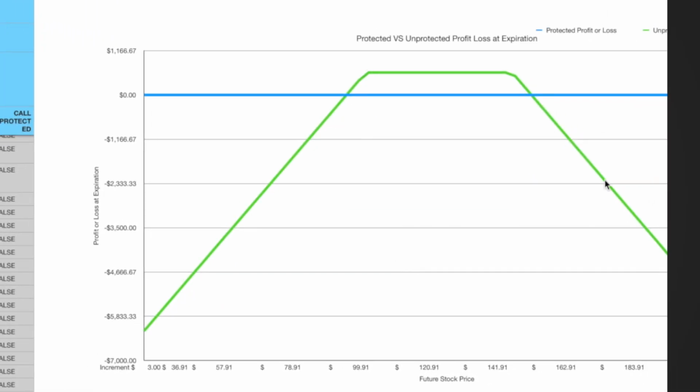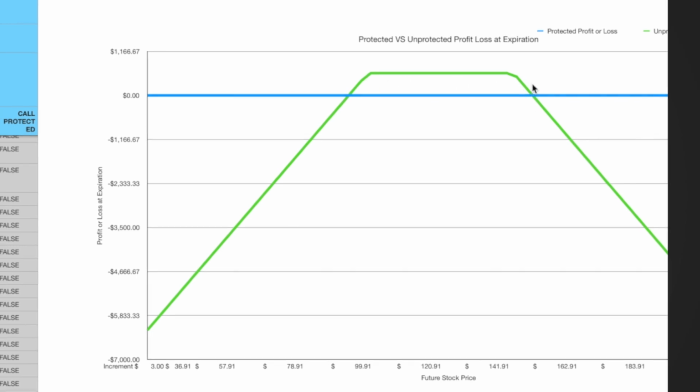And the graphic representation of that is here. So we can see in the green line, this is the unprotected option trade, and we can see our zone. We are going to be profitable somewhere just over $100 and up to about $145 or so. But what I want to do is compare it to a different type of strategy.